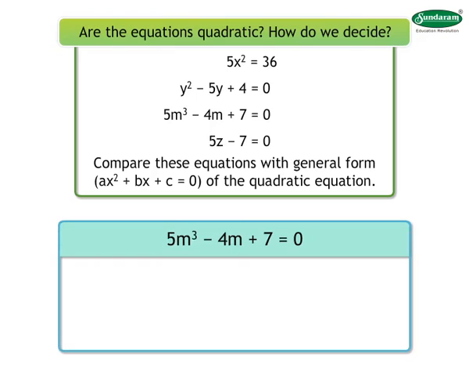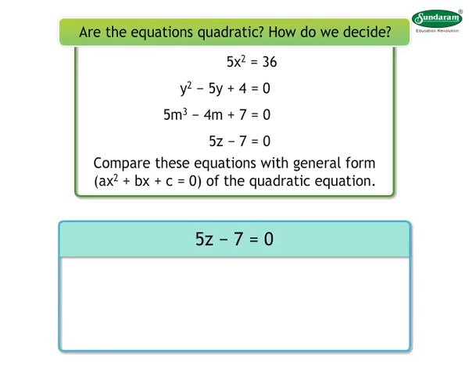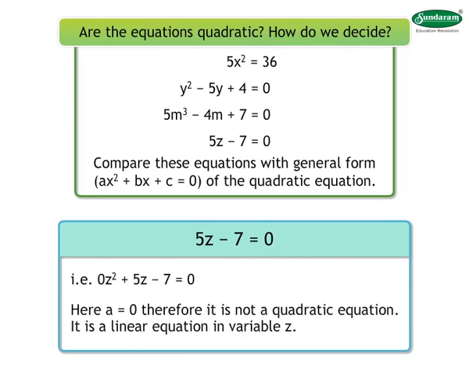5m cube minus 4m plus 7 is equal to 0. Here, the maximum index of the variable m is 3, so it is not a quadratic equation. 5z minus 7 is equal to 0, that is, 0 into z square plus 5z minus 7 is equal to 0. Here, a is equal to 0. Therefore, it is not a quadratic equation. It is a linear equation in variable z.